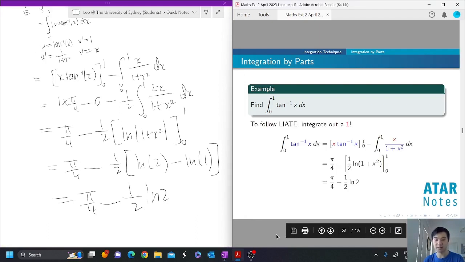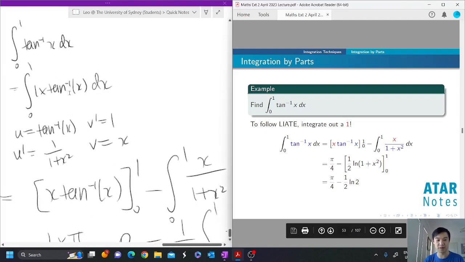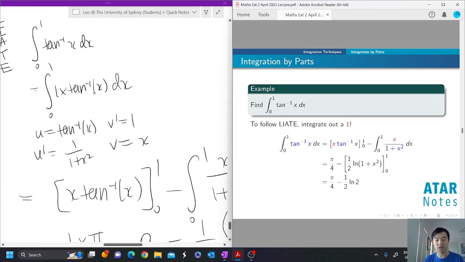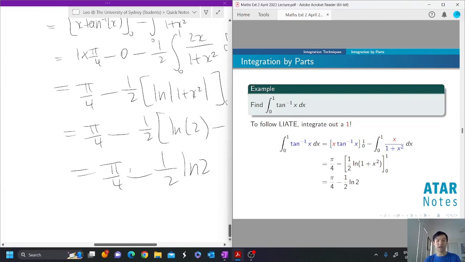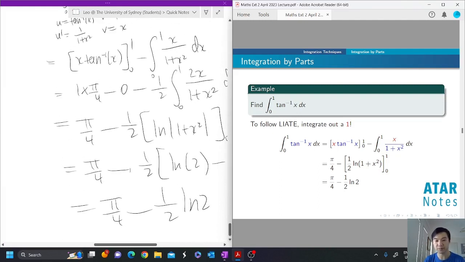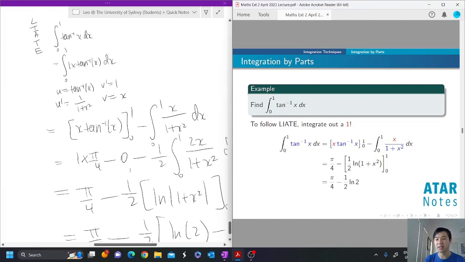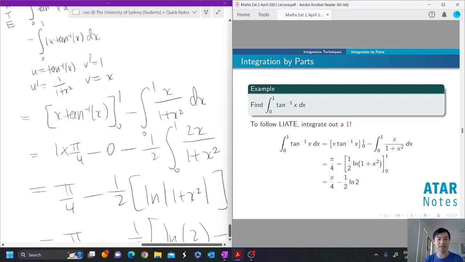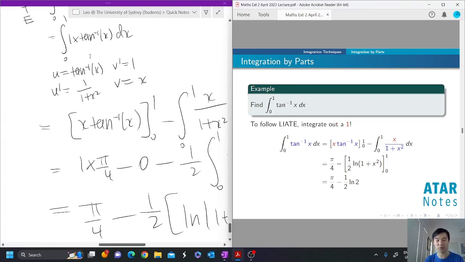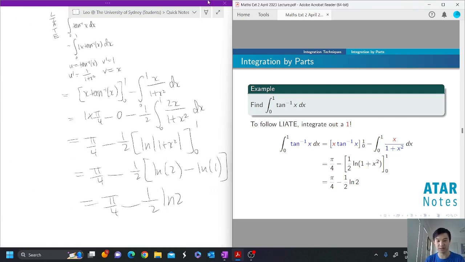So yeah, with LIATE, you just have a 1, then you would just let u be inverse tan and v dash be 1, and then you can apply integration by parts in order to get your result, which is going to give you pi on 4 minus half ln 2. So yeah, integration by parts is useful, but it can be cumbersome sometimes. But in this case, this was pretty straightforward. It's really nice because it is basically a rearranged version of the product rule that helps us to do integration.